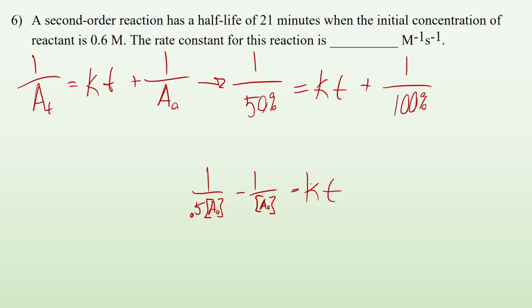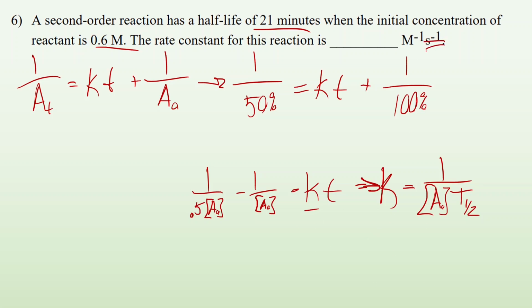So now when I do some algebra and solve for K, I end up with an equation that looks like this. K equals 1 over whatever the starting concentration was times T1/2. So now I can plug and chug. They told me the half-life is 20 minutes. That's my initial concentration. So let me plug and chug.